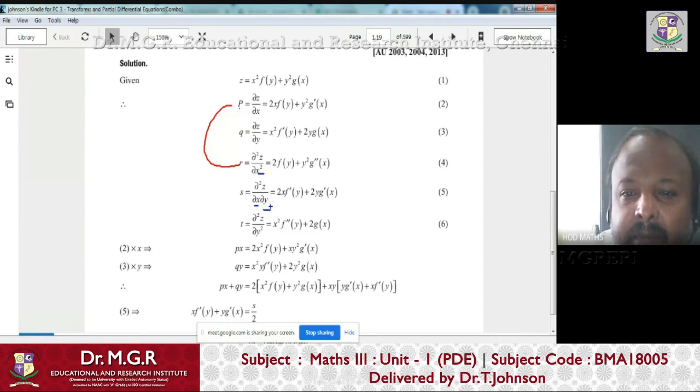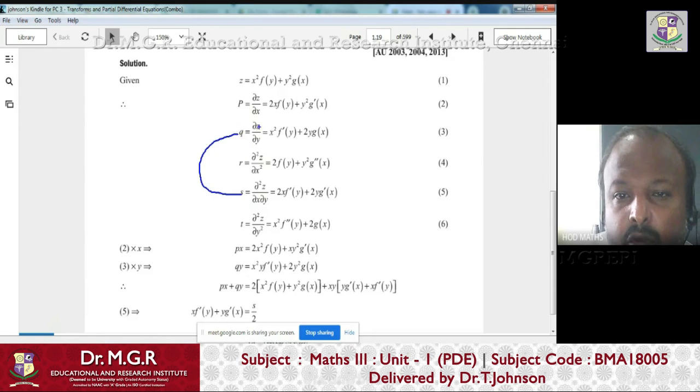Then what will happen? If you see the order, dy is first and dx is next. So listen carefully. Whatever you already differentiated with respect to y, that you have to differentiate with respect to x, so it is dou x dou y. So now you have to differentiate equation number 3 with respect to x. Then dou z by dou y becomes dou square z by dou x dou y, that is denoted by letter S.